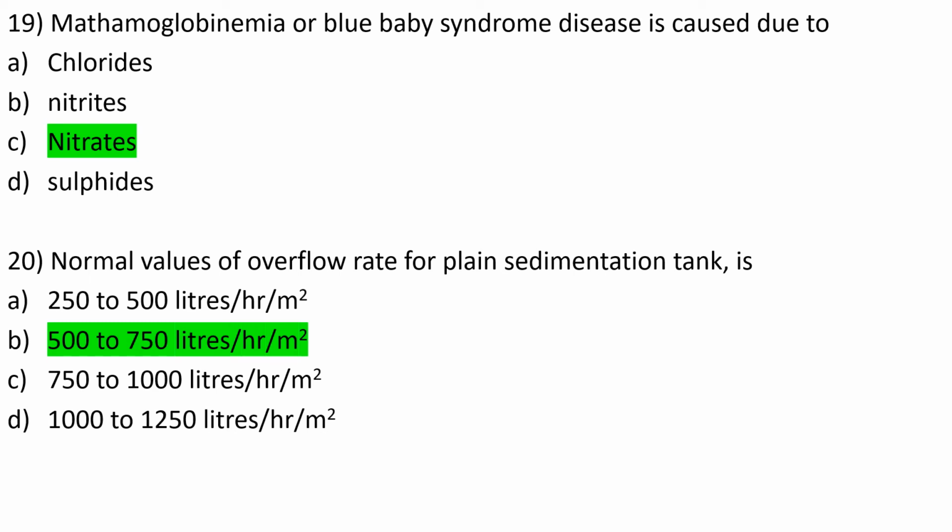Question number 20. Normal values of overflow rate for plain sedimentation tank is A, 250 to 500 liters per hour per m square, B, 500 to 750 liters per hour per m square, C, 750 to 1000 liters per hour per m square, D, 1000 to 1250 liters per hour per m square. So overflow rate for the plain sedimentation tank is 500 to 750 liters per hour per m square. So the answer is B.